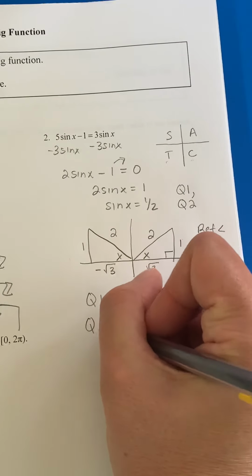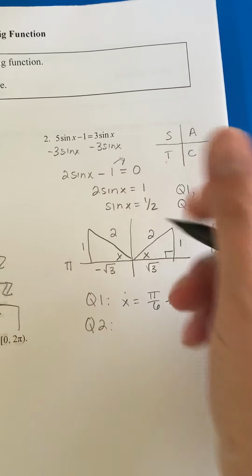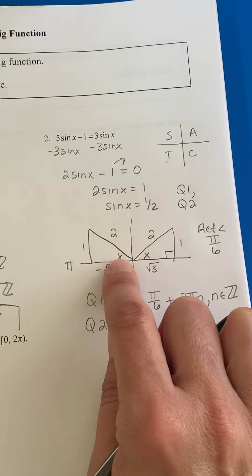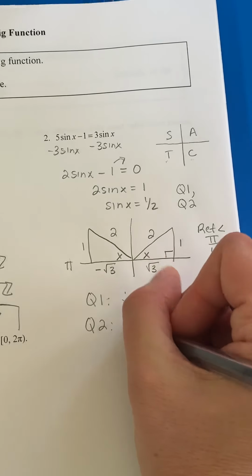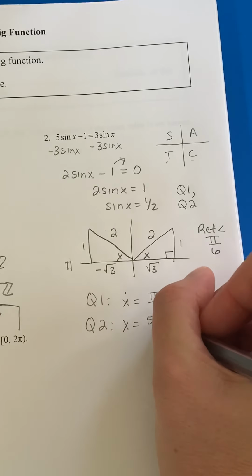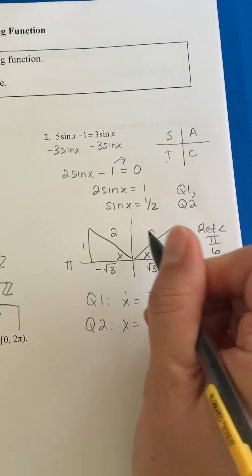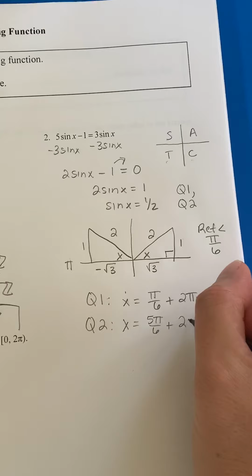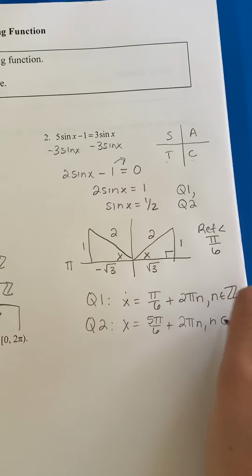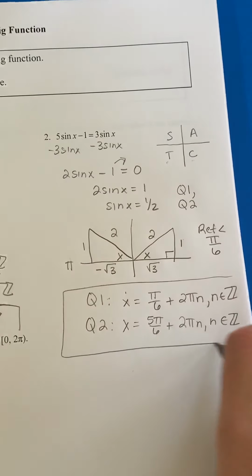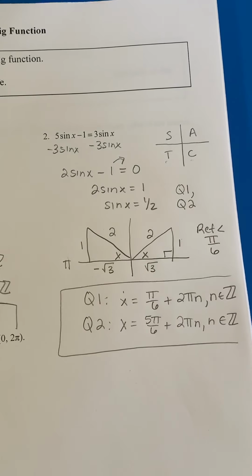And then for our quadrant 2 angle, if we have pi as being our straight line mark, if we take off the pi over 6, we'll get an angle of 5 pi over 6 in quadrant 2. And then we need to think about every time we make a revolution, we get right back there. So we'll have the plus 2 pi n, where n is an integer. And that does it for example 2.